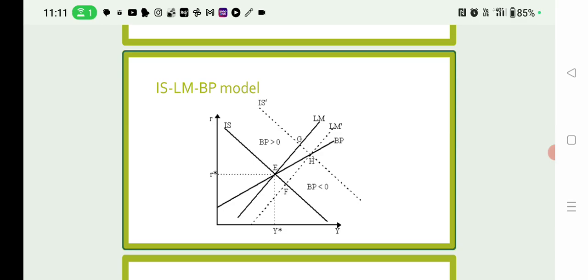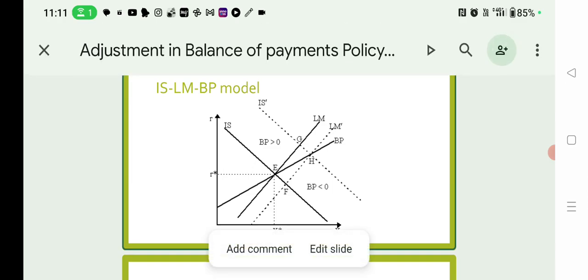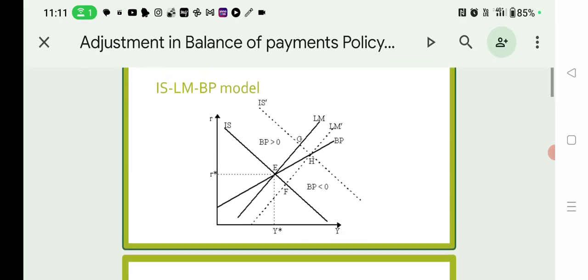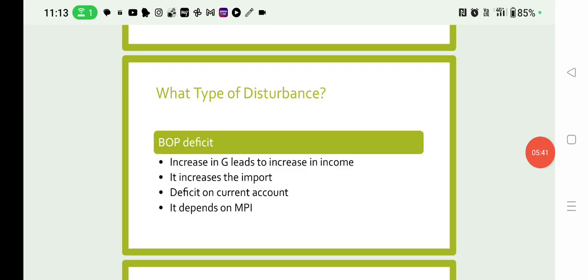Now we are going to explain how that was possible due to the impact of different policy measures. Suppose the disturbance in the balance of payment happens in the form of deficit. That means the payments exceed the receipts. International payments exceed international receipts. So that means the government is experiencing balance of payment deficit.